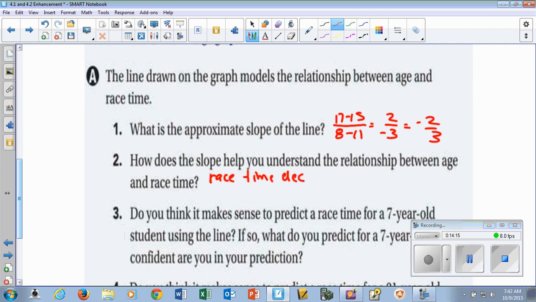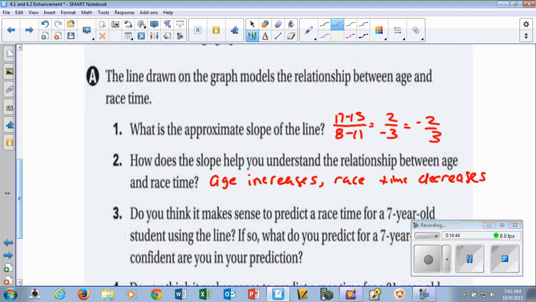decreases, actually let me go in right. So as your age increases, your race time decreases. So the thought is obviously as you get older and a little stronger, you get faster. Obviously there's a point once you hit 2 where that number goes back up eventually.